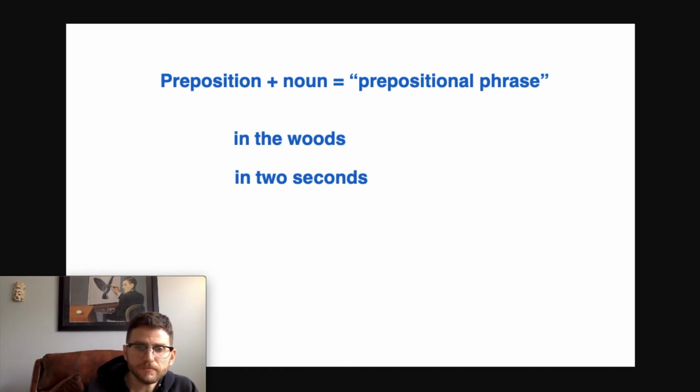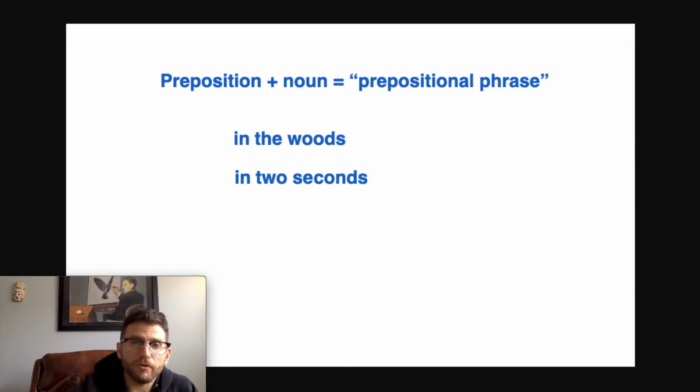And same with in 2 seconds. Think of that, I forget the exact sentence I gave you, but we arrived in 2 seconds, or we will arrive in 2 seconds. Think of that in 2 seconds as a modifier that is describing the verb arriving.